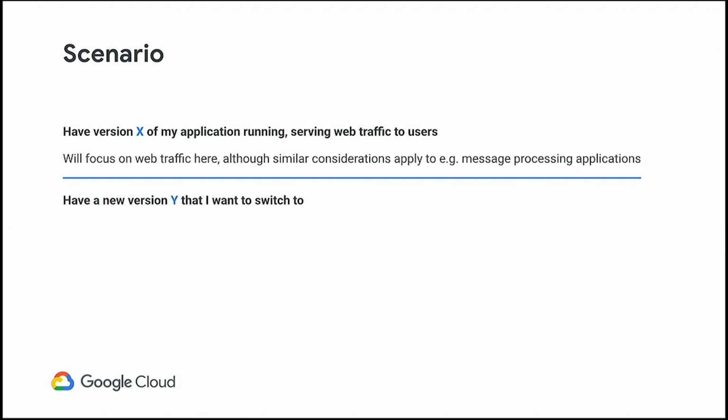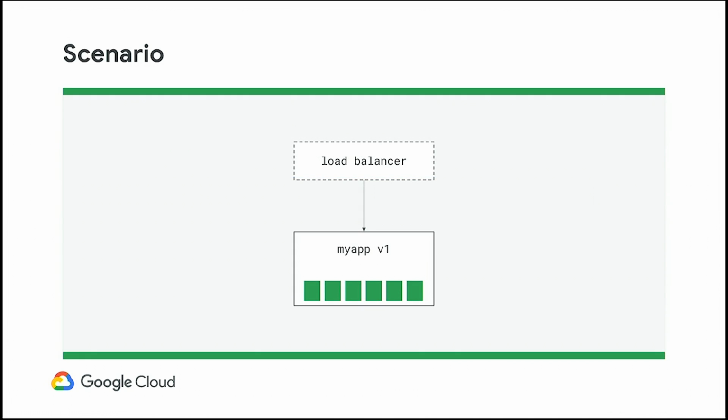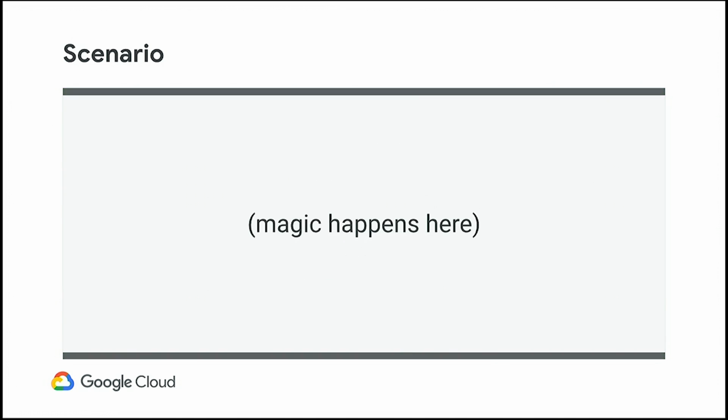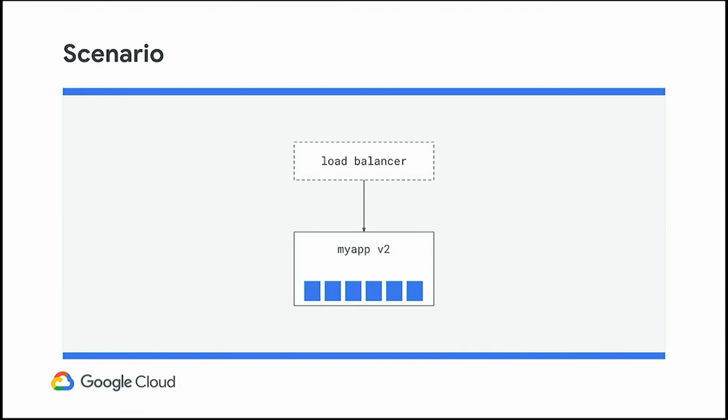And then you've got a new version Y coming out of your build process or your CI process, and you want to switch your users over to that application. So at a high level, the sort of simple diagram is you've got a load balancer of some sort. You've got a running version of your application, V1 in this case. Magic happens. Everything is safe and reliable and wonderful. Ta-da! We finish with version 2 of my application running. That's really, in a nutshell, all that we're going to talk about, how to try to make this work really well.